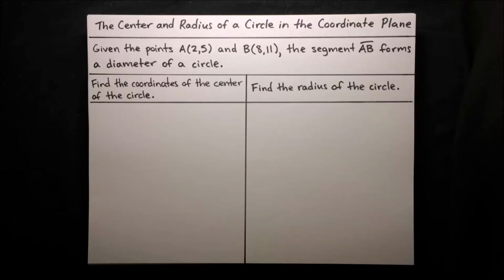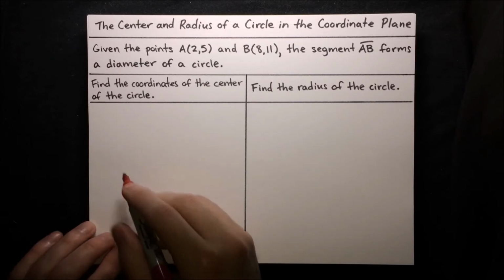In this video, we're going to learn about the center and radius of a circle in the coordinate plane. So here we've got a problem. Given the points A (2, 5) and B (8, 11), the segment AB forms a diameter of the circle. First of all, we want to find the coordinates of the center of the circle.